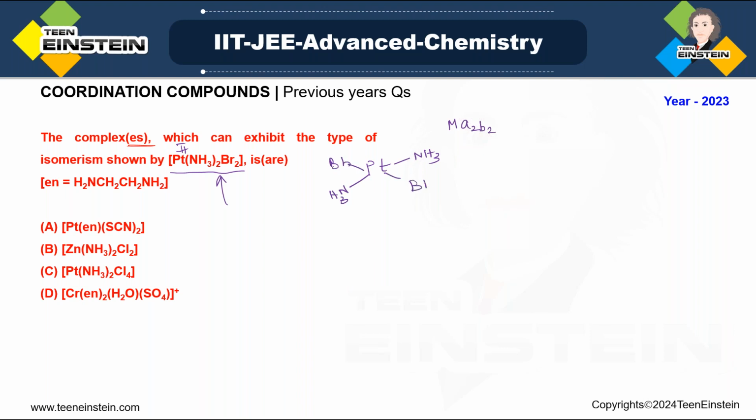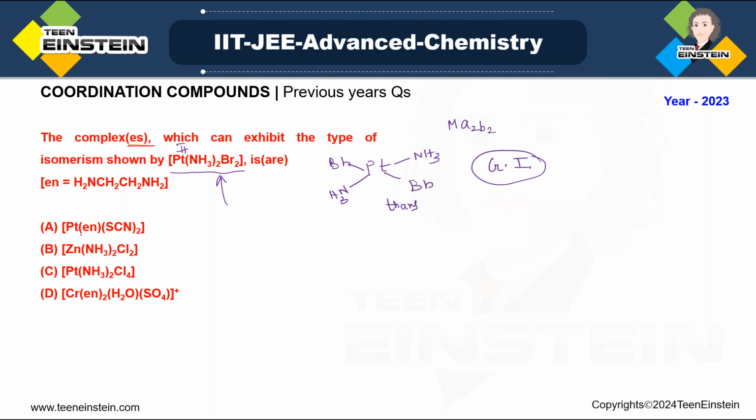So the complex that I am drawing, this is basically trans. But if I am placing both bromine and 2 ammonia at 90° to each other, then it will be cis. So basically it is showing geometrical isomerism. Now we have to find among these four complexes which are actually showing this type of isomerism.